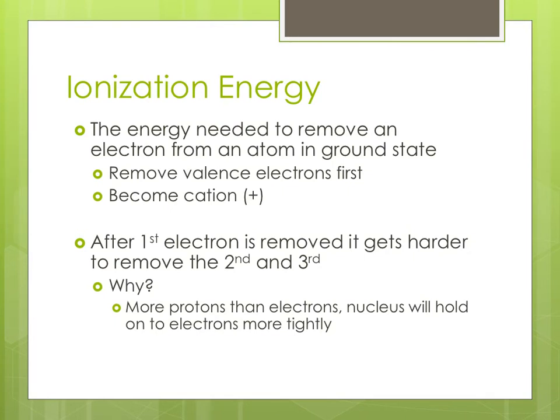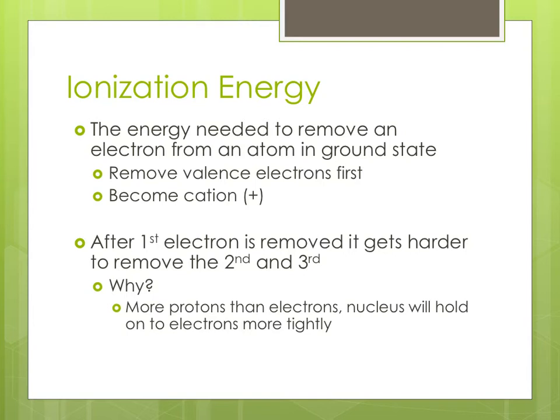Ionization energy is the amount of energy needed to remove an electron from an atom in a ground state. So that's essentially saying when an element is stable, when it's in its natural state of solid, liquid, or gas, how much energy is required to remove one of those outer electrons.